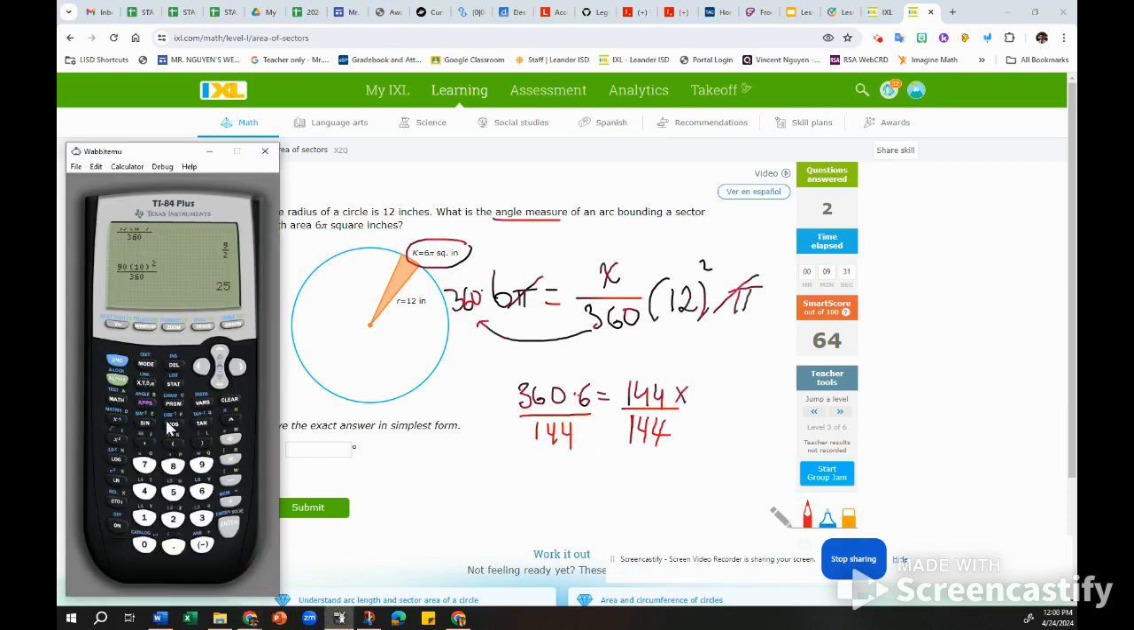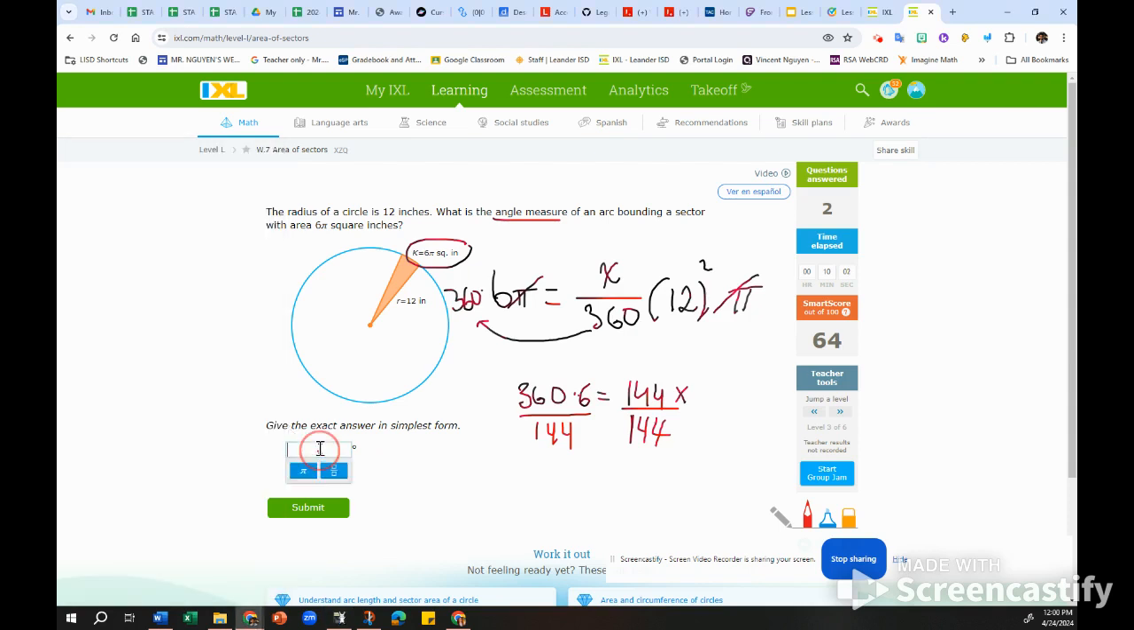Okay, divide by 144. So I go to my calculator and I do alpha y equals and enter, and then 360 times 6, and all of that will be divided by 144. Or you could put 12 squared. Okay, enter. And that is our x. Remember, x is the angle measure that we're looking for. So this answer will be in degrees, right? So this is actually 15 degrees.